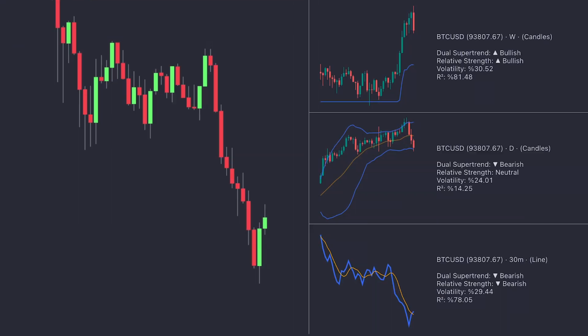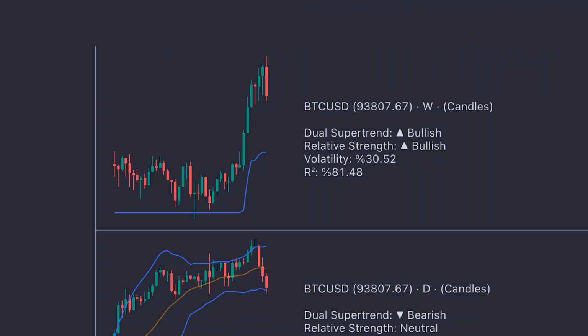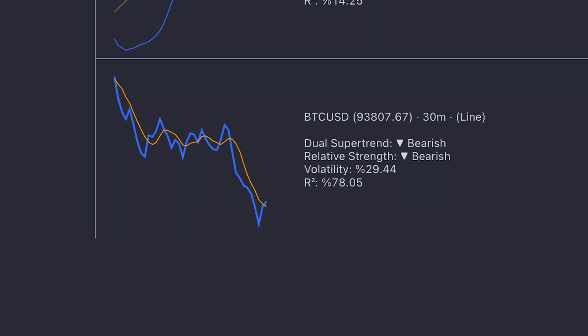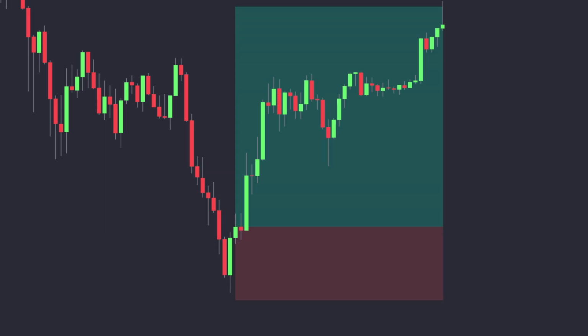For example, in this case, we're viewing the Bitcoin chart with 3 mini charts also set to Bitcoin, but 2 of them are on different time frames. Our main chart is on the 30-minute time frame, and we're viewing the weekly chart for overall bias, which is bullish based on the super trend indicator. Next, we look at the daily time frame to determine if we're oversold using the Bollinger Bands and if it's time to seek buys. Finally, our last chart is a line chart on the 30-minute time frame alongside the moving average, used as a trigger for an entry with a stop below that low. And just like that, the price rallies.